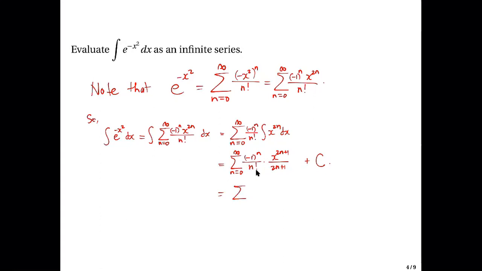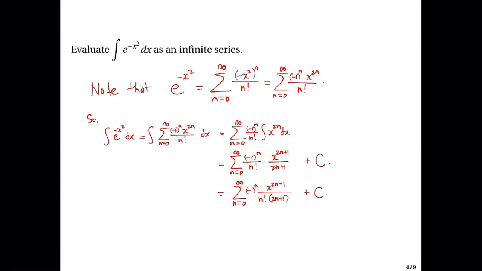But I'll combine these denominators here into a single denominator. So series from n equals 0 to plus infinity, negative 1 to the n, x raised to 2n plus 1, all over n factorial times 2n plus 1. And then plus the arbitrary constant c. Okay?